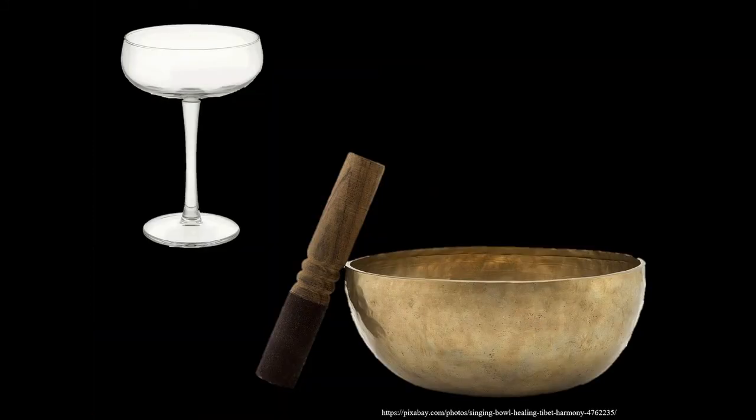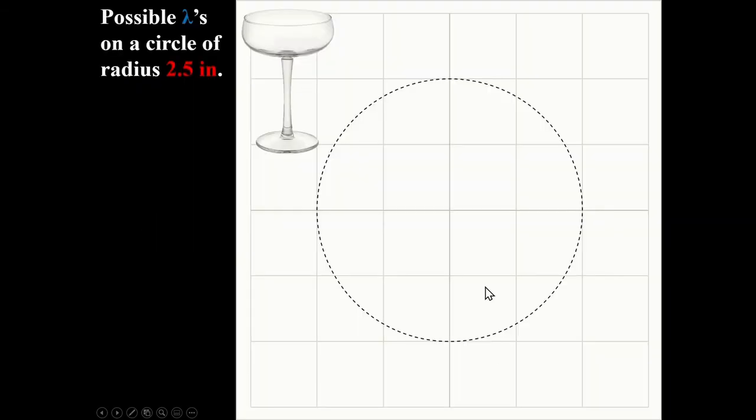One last thing we want to cover here is just, we've looked at strings fixed at both ends, rods free at both ends, rods fixed at one end, free at another. But let's now take a rod and bend that all the way around till it's a circle. So let's find standing waves on circles. Like if you ding this bowl here, or you flick this cup and ding it, it's going to sing a note. So here's what the thing looks like. And that has a particular circumference based upon its radius.